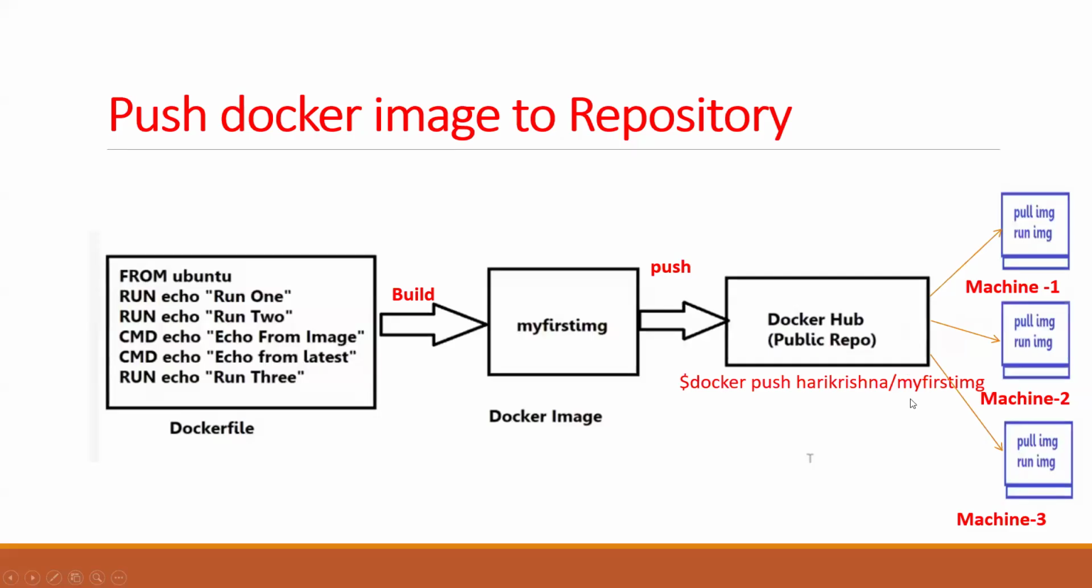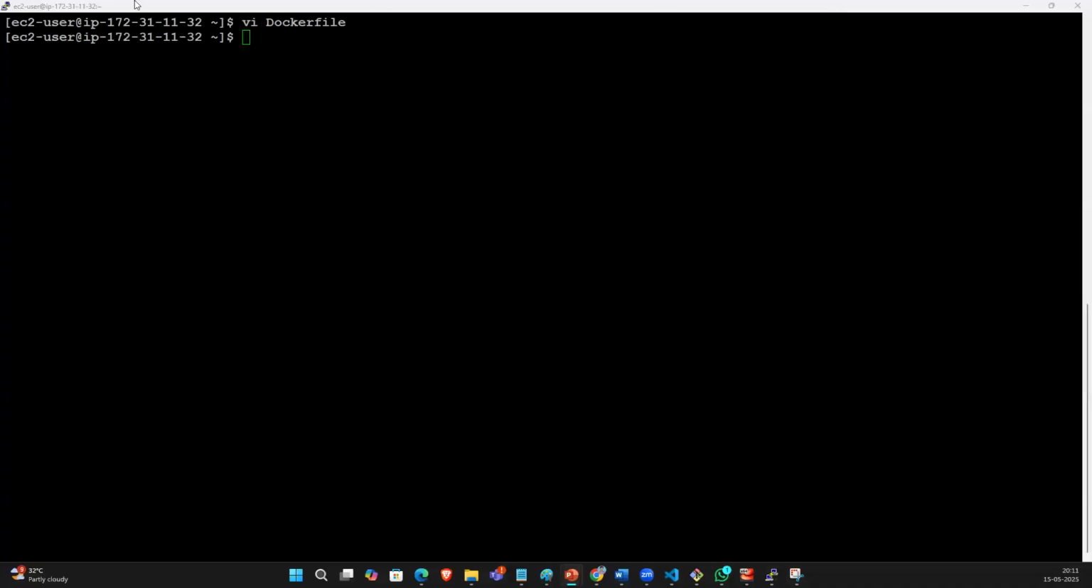So once we create the Docker images, we can pull them anywhere. Guys, understood? Yep, very good. You got the point, right? So how can you build the Docker images? docker build -t, and what is the name of the Docker image, guys? myfirstimage .